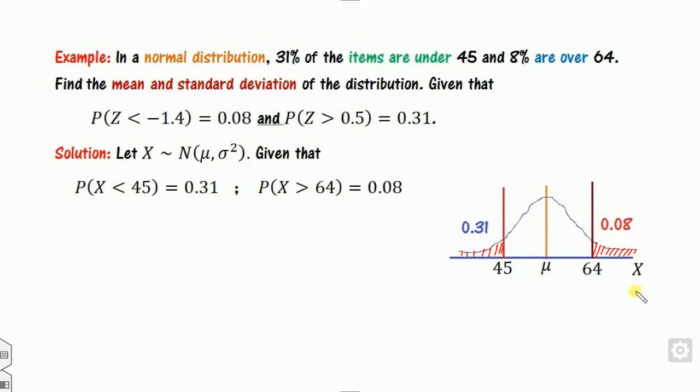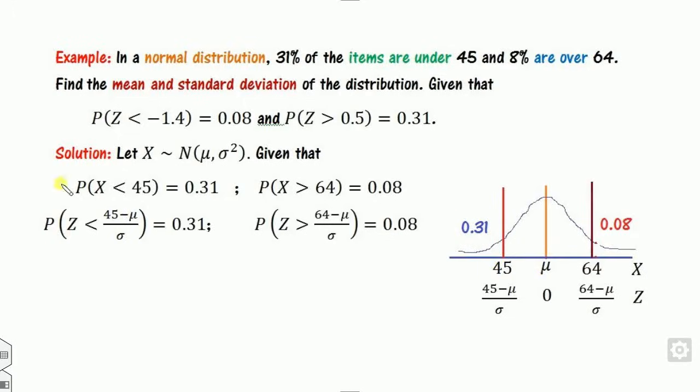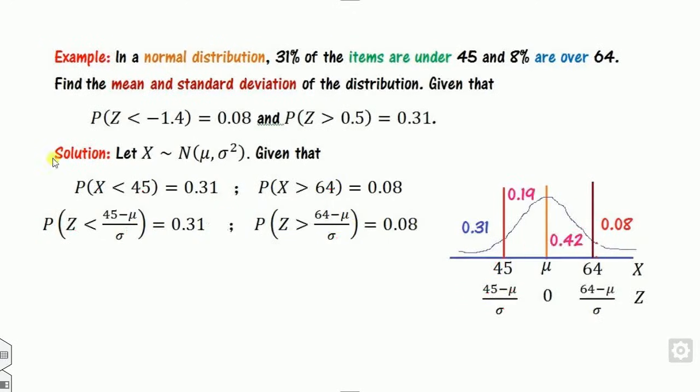Now once you are finding here, you can find the z. What is the value of z? It is x minus mu by sigma. Mu is unknown to you, sigma is unknown. So you can find the value of 45 minus this. Can you find this area? This is the center line, so this is 0.5. So you can find this area as 0.19. Can you find this area also? Yes, this is 0.42. Okay, so you can write z as 45 minus mu by sigma, and 64 as here, and the value of this.